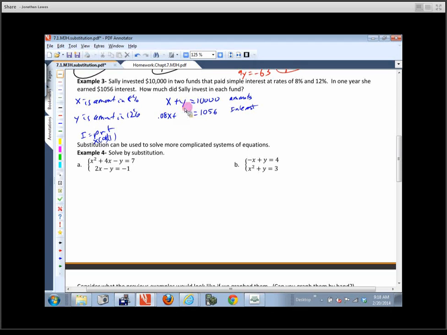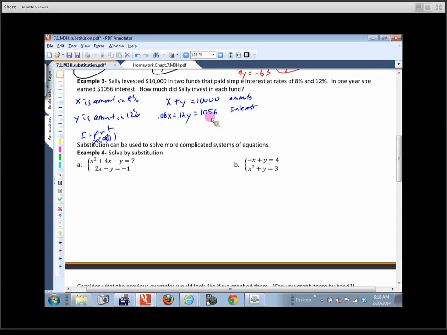What's this one going to be? 0.12y. So this equation is about the amount of money I put in. This equation is strictly about the interest. That's the interest on the 8% account. That's the interest on the 12% account, and that's the total interest that I got altogether.